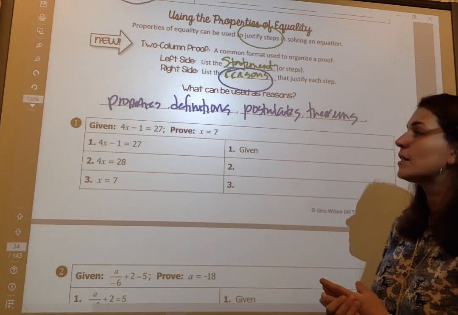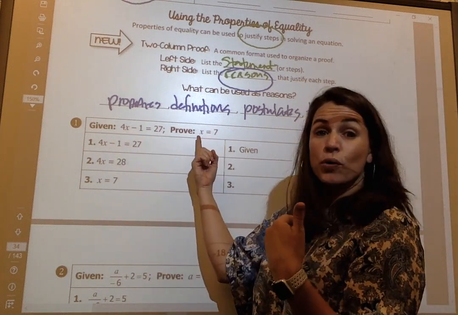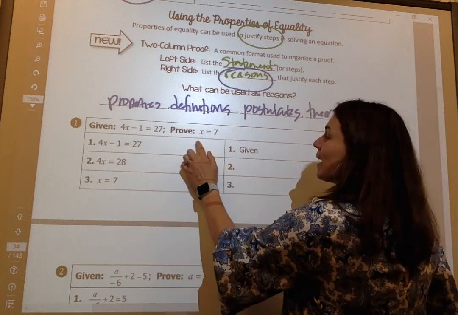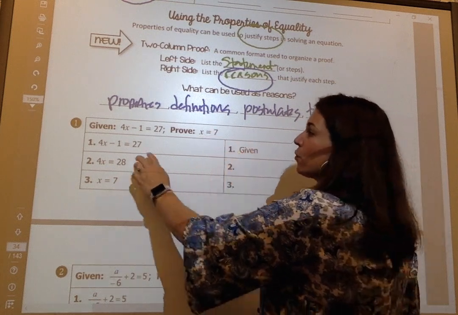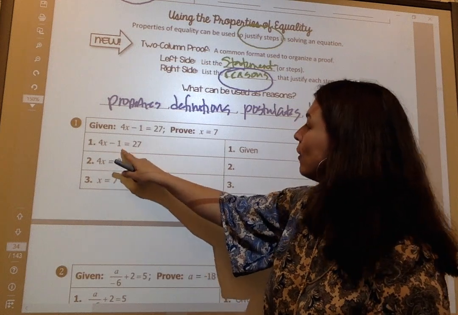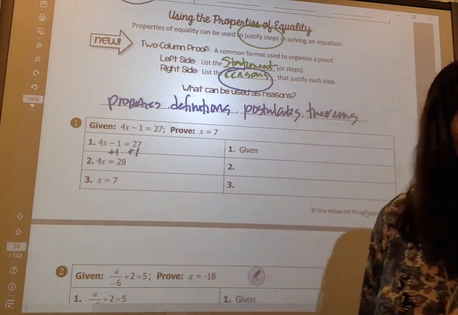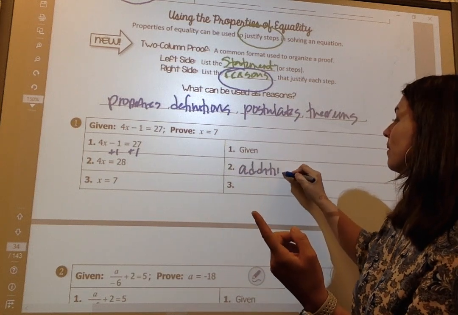All right, so we're going to start simple here. It gives me my statement, and then I've got to prove that x equals 7. So watch how I'm doing that. My given statement is always going to be in the first one. 9 times out of 10, it's always going to be that first one. So here's my given statement. How did they get from here to here? Well, they added 1 on both sides. So what property is adding 1 on both sides? It's the addition property.